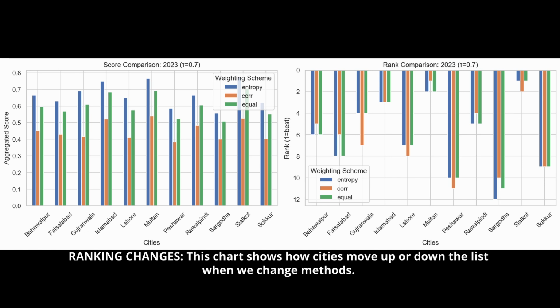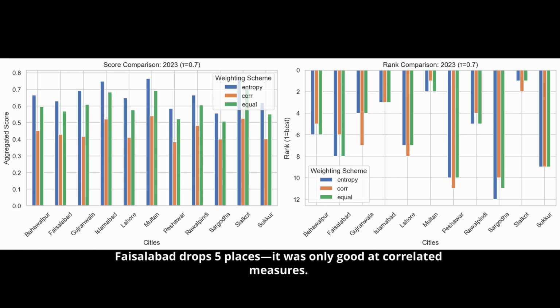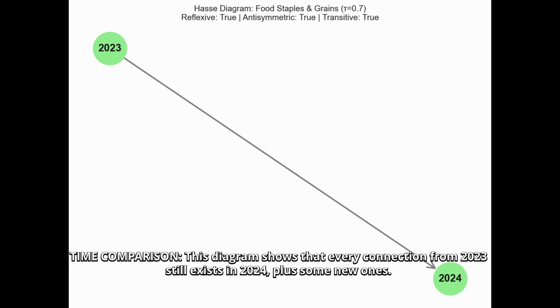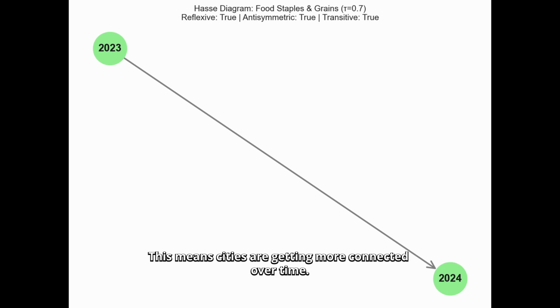Ranking changes. This chart shows how cities move up or down the list when you change methods. Faisalabad drops 5 places. It is only good at correlated measures. Multan goes up because it's strong in measures that vary a lot. Time comparison. This diagram shows that every connection from 2023 still exists in 2024, plus some new ones. This means cities are getting more connected over time.